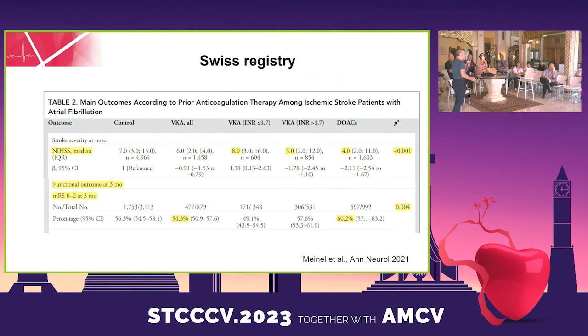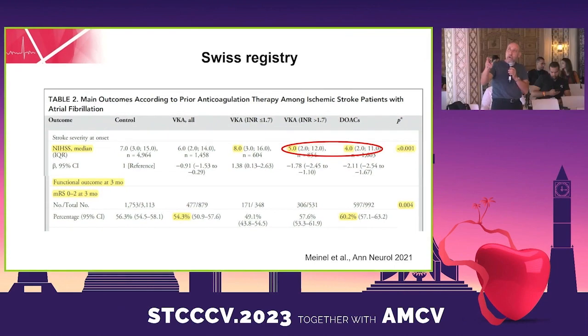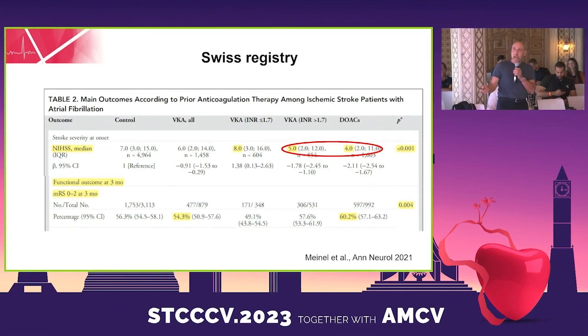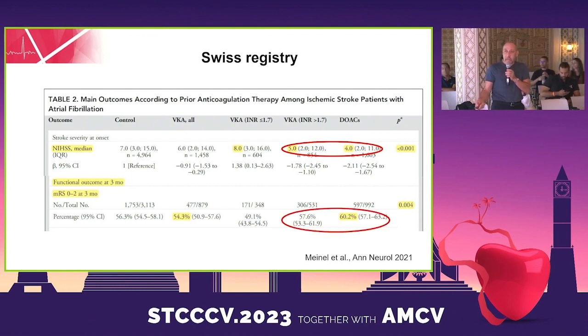Also, ischemic strokes under DOAC are not only less frequent, but also less severe than under VKA as a whole. More specifically, the severity of stroke under DOAC is very similar to that under VKA with an INR higher than 1.7, at the acute phase and in the final outcome.